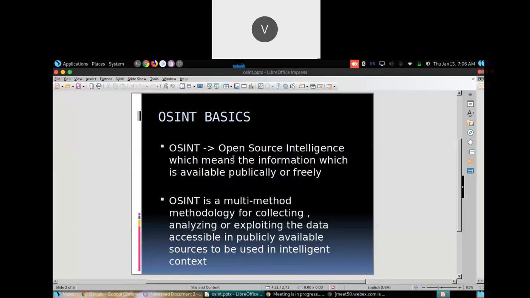Open source intelligence means the information which is available publicly or freely. It is multi-method, so there are many technologies and methods to gather the information, then analyze that information and exploit the target according to the analyzed or gathered information. This is the basic definition of OSINT. It is the way to go out and gather information which is available publicly. We do not gather information in OSINT by directly interacting with our target. We do passive gathering, not active gathering.